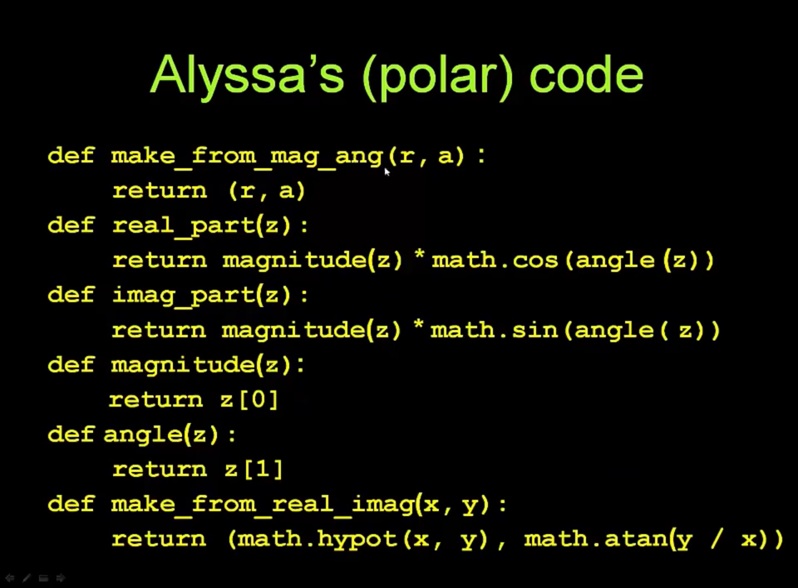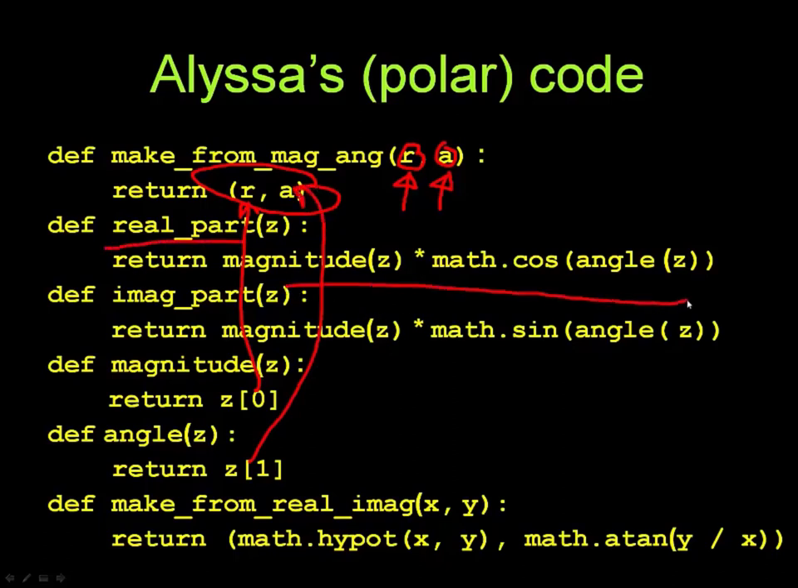Now let's look at the other, polar coordinate version. Here, instead of storing x and y, we store r and a, the magnitude and the angle. Again, you store it as a tuple, where the magnitude is the first part and the angle is the second part. This time, to compute the real part, you use r cos theta, and the imaginary part is r sin theta. This is the math. If you want to make this representation from real imaginary x and y, you compute the magnitude and the angle, and then you store these two.